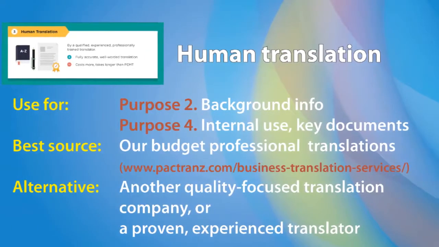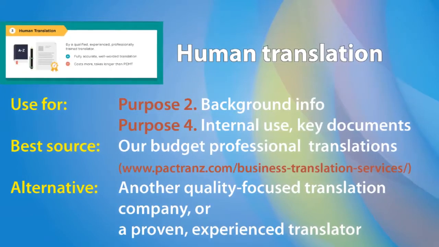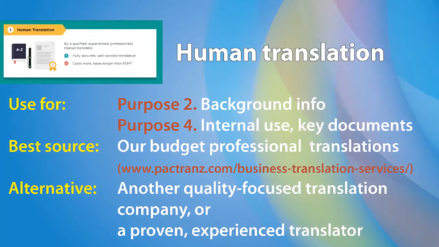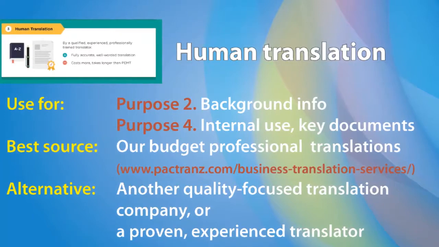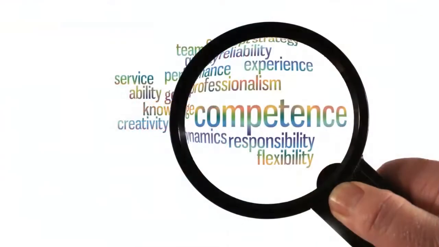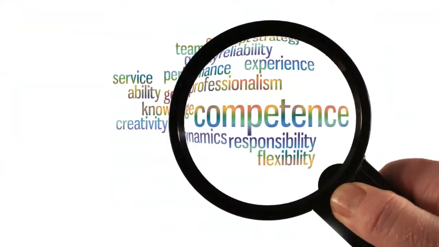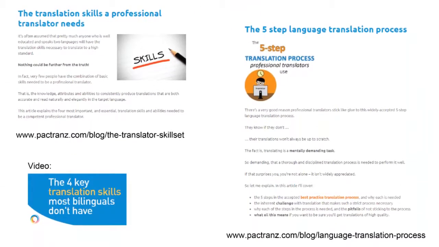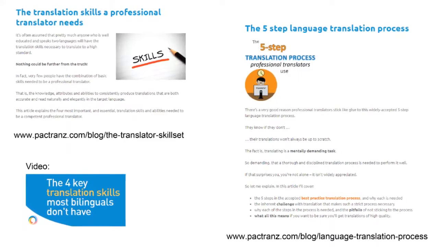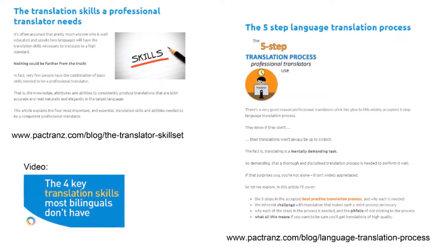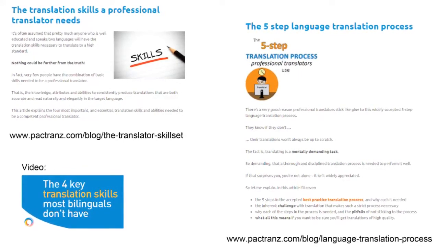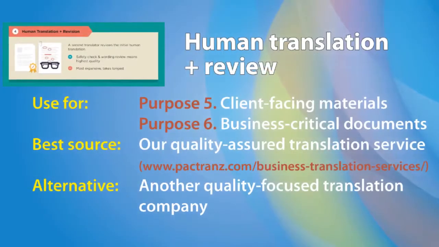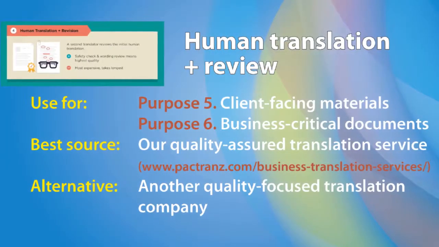For translation type 3, use our budget professional translation service. Our translators are skilled, experienced, and will provide the quality you need. Alternatively, use another translation company, but make sure they're genuinely quality focused. Or you can source a translator yourself. Now if you're considering this, we suggest you read these 2 key blog articles to help you know what to look for.